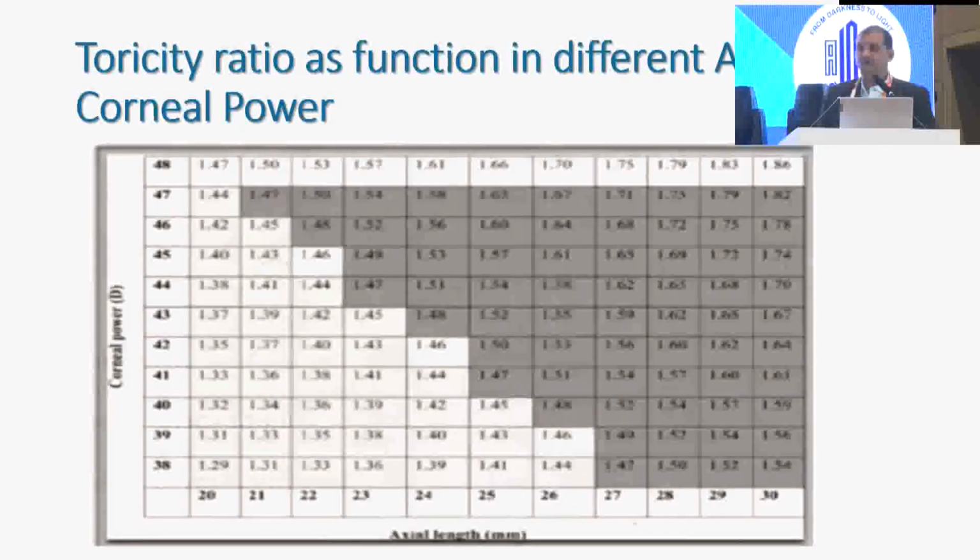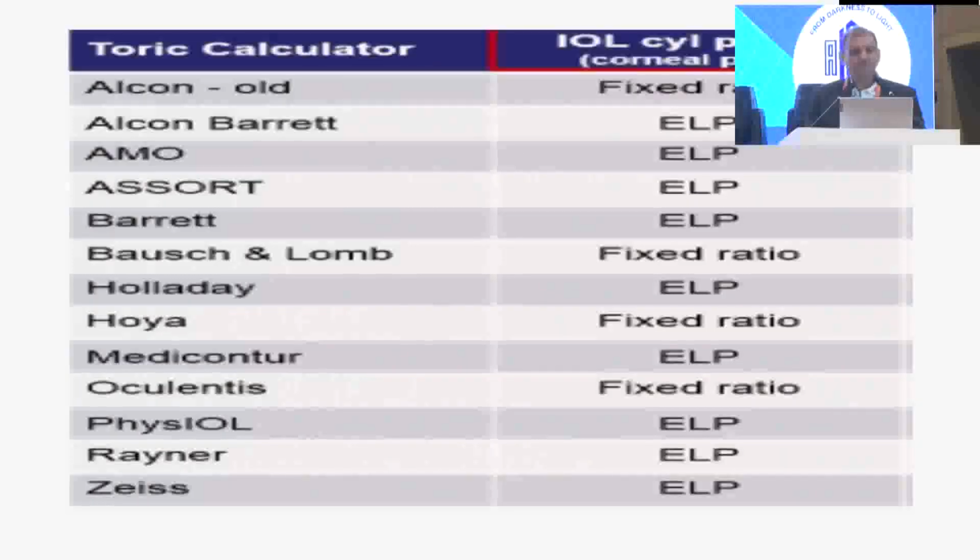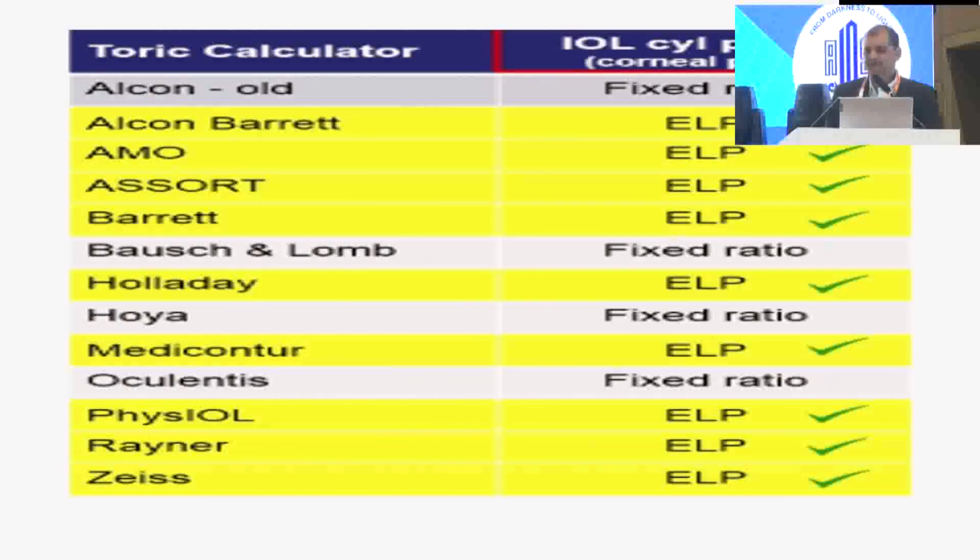In the same way, not just the toricity ratio, but a steep cornea or flat cornea is also affected a lot. Suppose the patient has a very steep cornea or a very flat cornea, the toricity ratio will change. So these are the few calculators which are considering the effective lens position toricity ratio.